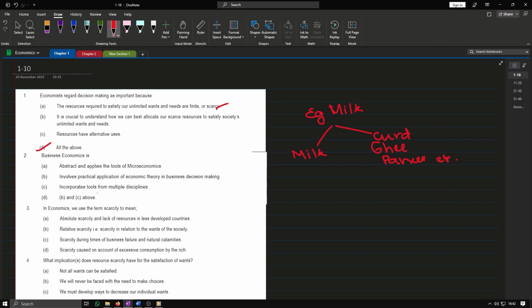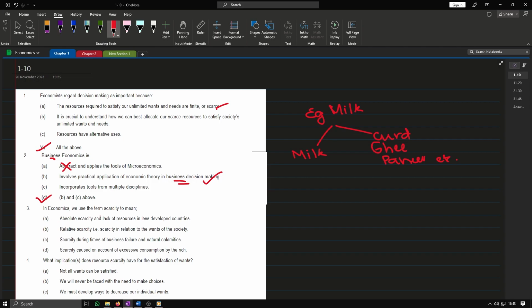Business economics is dash. There are 4 options given again. So we should choose the right option. First, business economics is abstract and applies tools of microeconomics. Is this true? It's not abstract. Business economics is not abstract. Involves practical application of economic theory in business decision making. Yes, business economics, business decision making. Yes, so this is true. Incorporates tools from multiple disciplines. Is this true? Yes, it does incorporate multiple disciplines, right? So the option is D. Since B and C are correct, we choose option D.